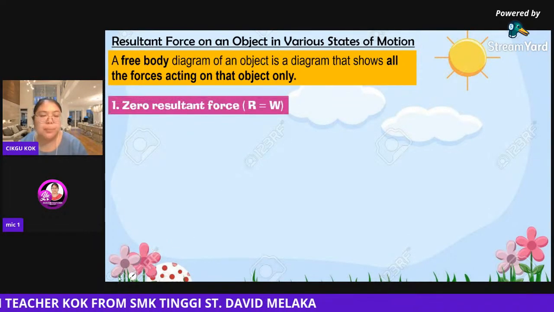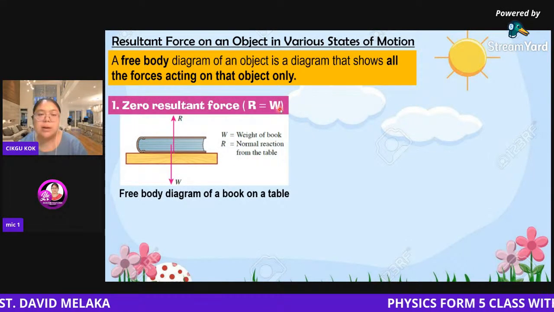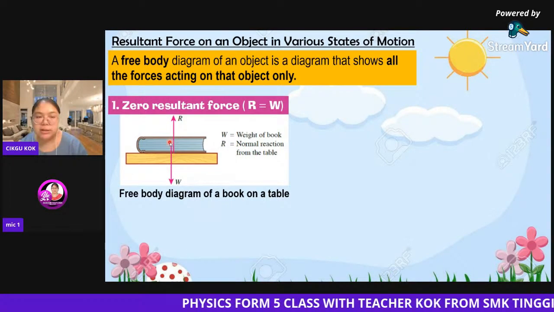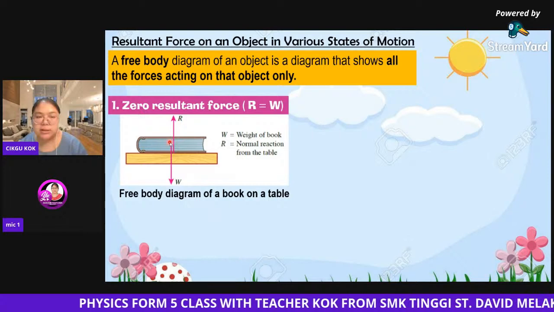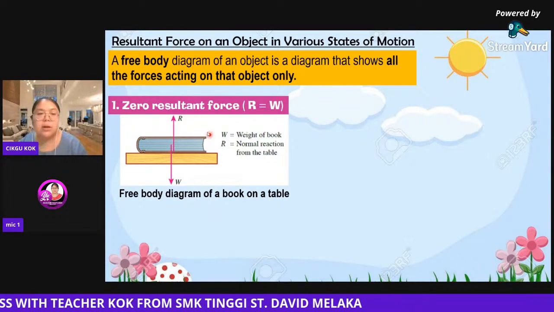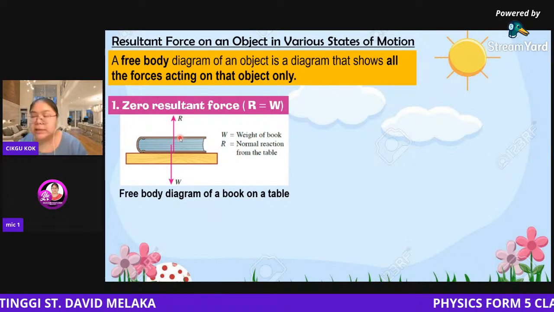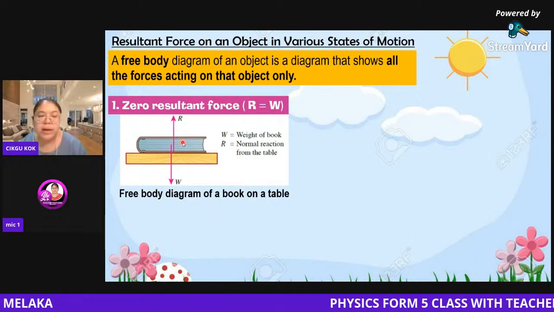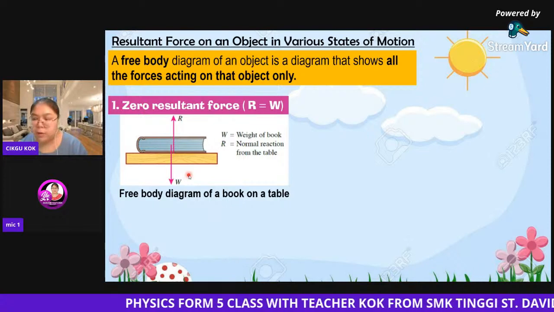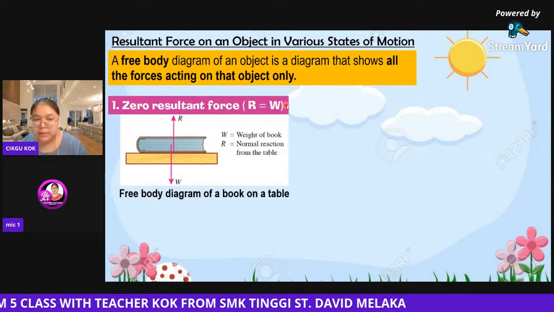So example first one, zero resultant force means R equals W. R is the normal reaction. Everybody has a normal reaction, always acting upward. Another one is your weight, which must go downward. For this situation, it is stationary. The book is just on the table, it never moves. So we can say there is zero resultant force. That means the up and down forces should be balanced.